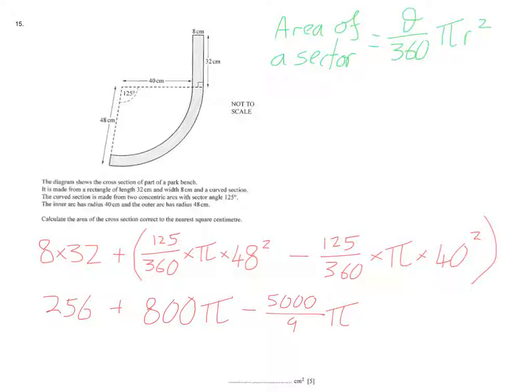1,024. Now, it is important that I have, for once, gone to more than 3 significant figures, because the question says calculate the area of the cross-section correct to the nearest square centimetre. So, 124 centimetres squared.